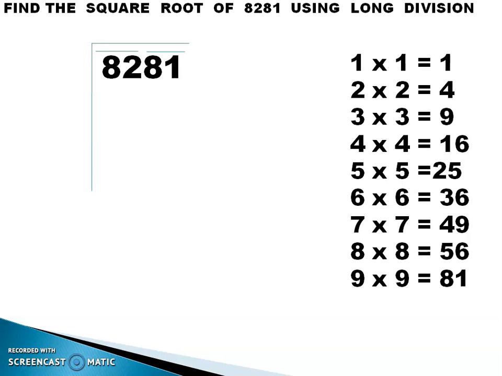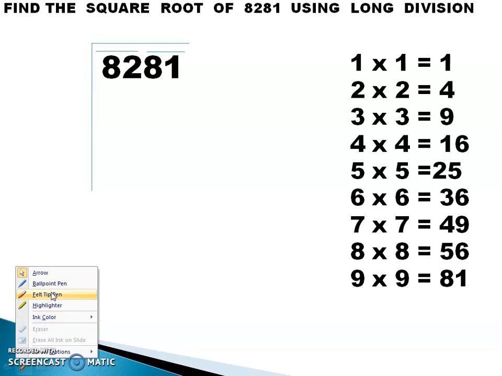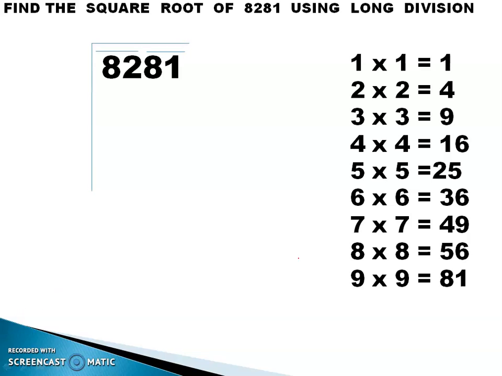Your next step is to find a number which is very near to 82. You should find a perfect square number which is very near to 82. It should not be greater. It should be very near to 82. Can you tell me which is that number? Yes, it is 9 into 9, 81. So, we will choose 9 into 9, 81.